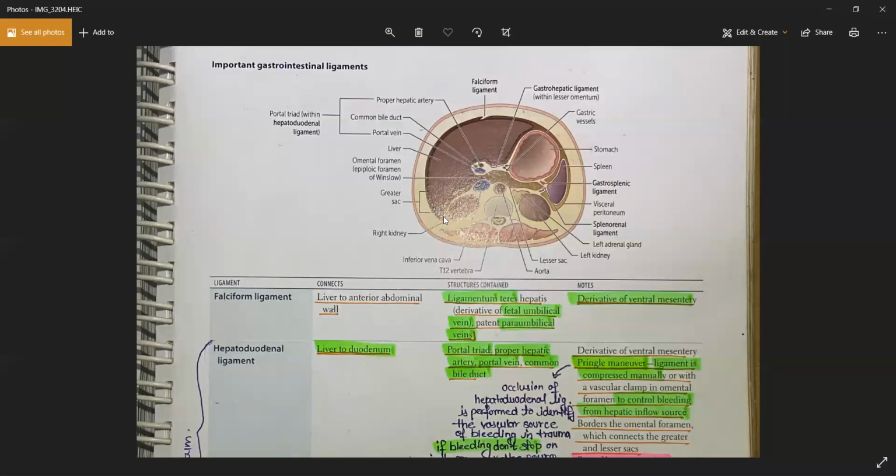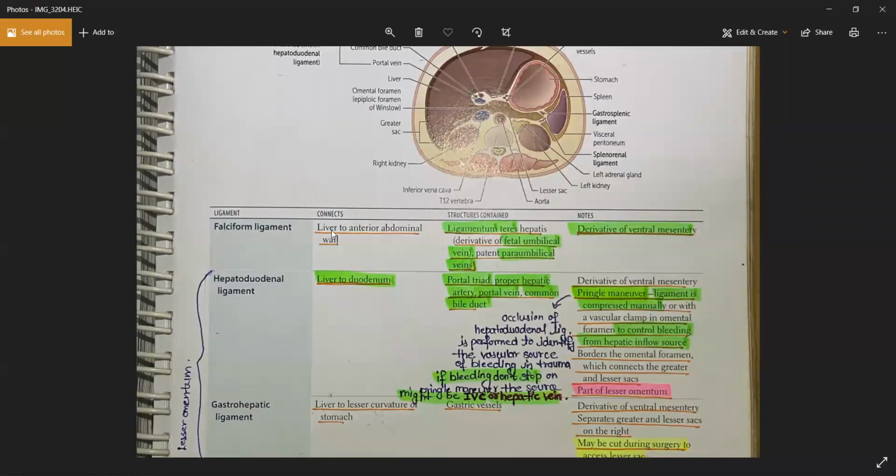The liver is on the right side, as you can see, and anterior to the liver is the falciform ligament, which is connecting the liver to the anterior wall of your abdomen. The umbilical veins, if you remember, the fetal umbilical vein, which supplies the placenta, ultimately forms the falciform ligament. Remember?